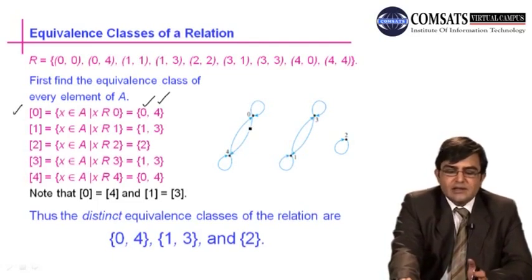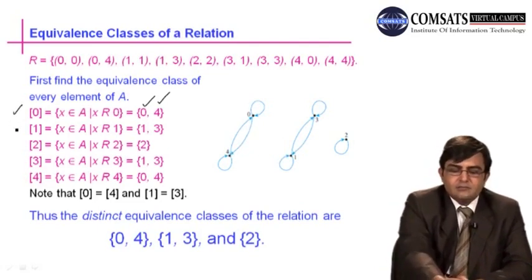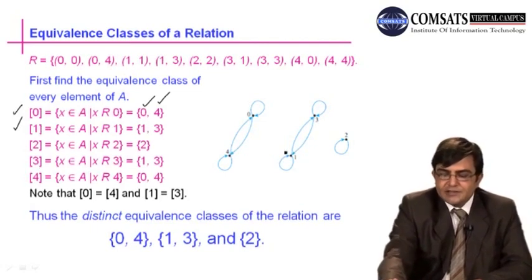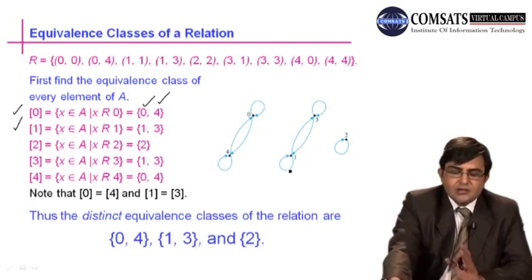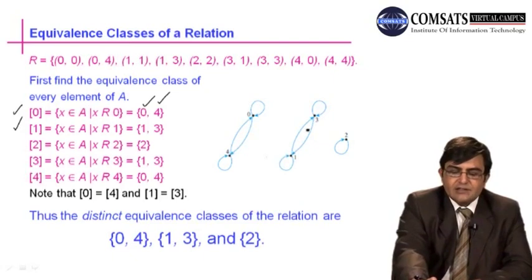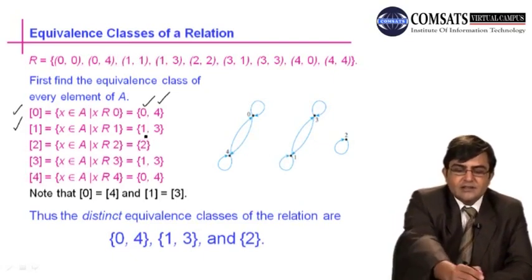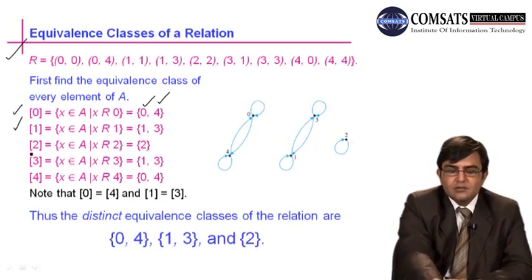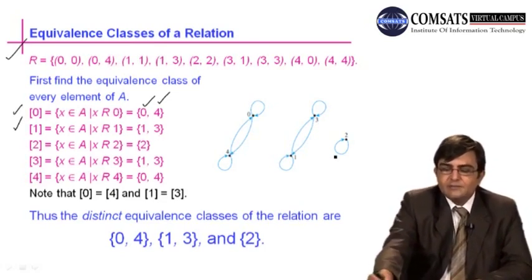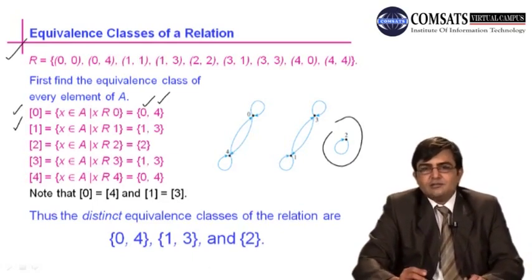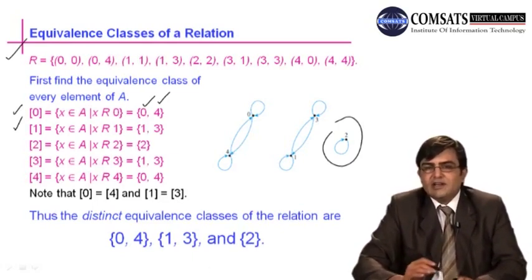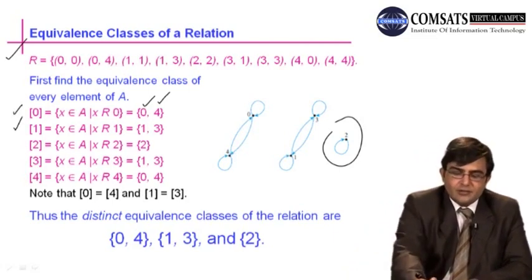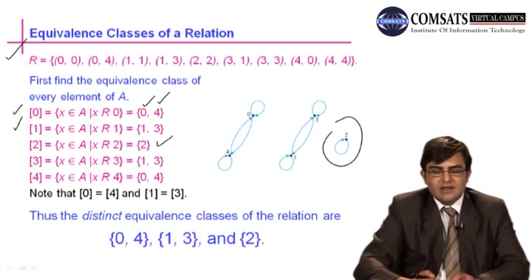So this equivalence class contains two elements, which are 0 and 4. Next, for 1: 1 is related to 3, 3 is related to 1, 1 is related to 1. So there are only two elements which are related to 1 under this relation. So we write {1, 3}. Now we write for 2. 2 is related to 2 itself only. There is no other element related to 2. So therefore this is the equivalence class of 2.